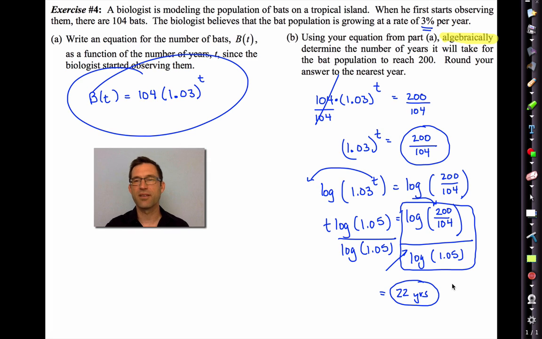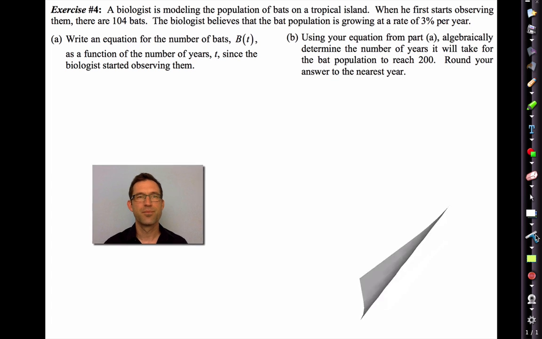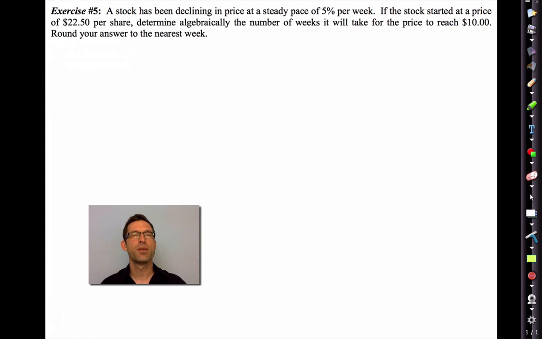Okay, let's clear out that text. All right. Exercise number 5. A stock has been declining in price. Ooh, that's important. The fact that its price is going down, declining, at a steady pace of 5% per week. Okay. If the stock started at a price of $22.50 per share, determine the number of weeks it will take for the price to reach $10. Round your answer to the nearest week.